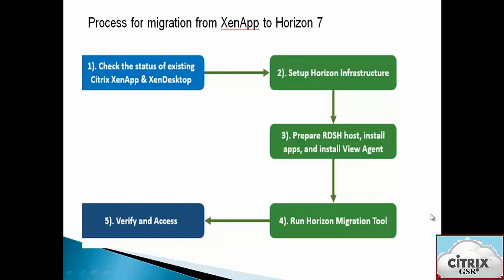If you want, you can use the existing Citrix infra VDA, or else you can create a new VDA, the agent. Then we run the migration tool on the controller to get the application details. It will ask for access to export the details into Horizon. You need to enter the Horizon administrator username and password in the verify and access tab, so that all the applications will be exported into Horizon. Now I will show you how to do that.